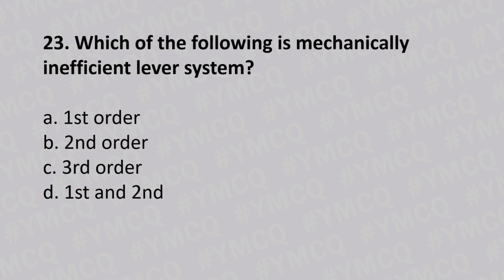Moving to our 23rd question. Which of the following is a mechanically inefficient lever system? Option A, first order lever. Option B, second order lever. Option C, third order lever. Option D, first and second order lever. And the answer is option C, third order lever.